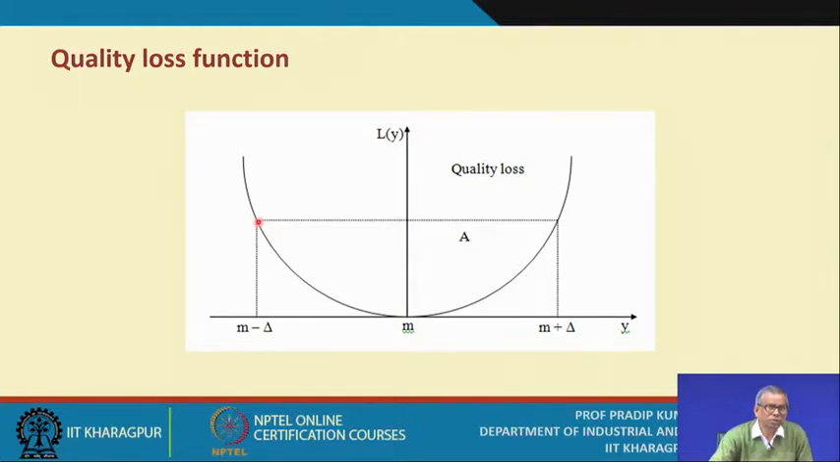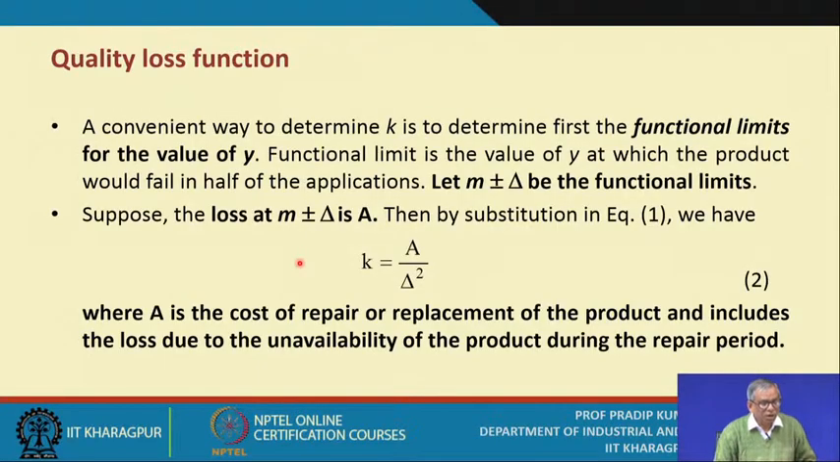And Taguchi has pointed out very clearly that whenever you compute this loss, it is always better to compute it in monetary terms, so that everybody's interpretation of the loss is almost similar. So, there should always be money attached to this loss function. A convenient way to determine k, the proportionality constant: you determine k first.